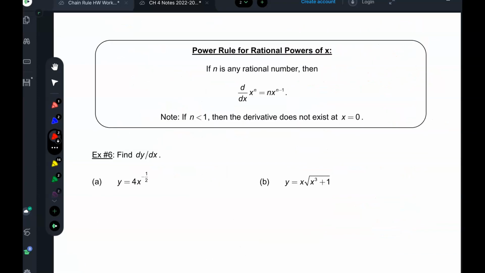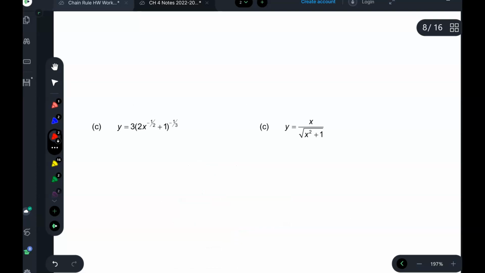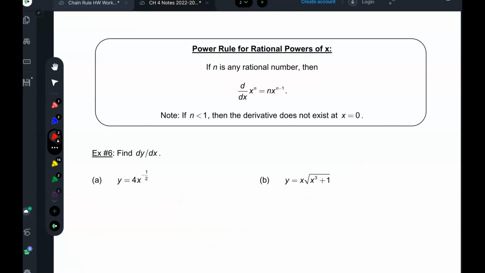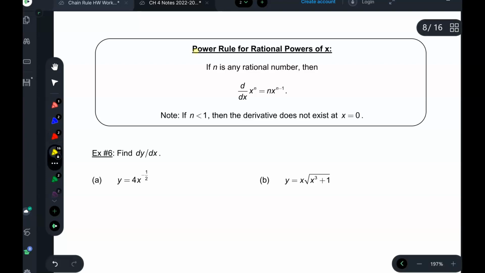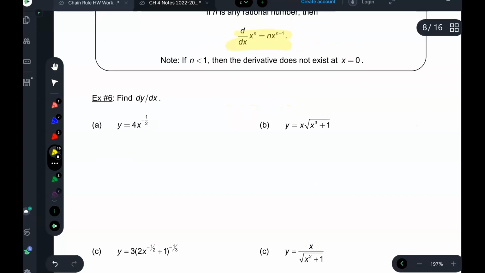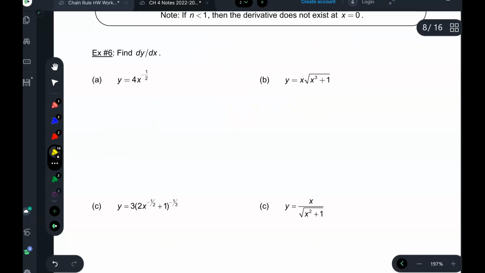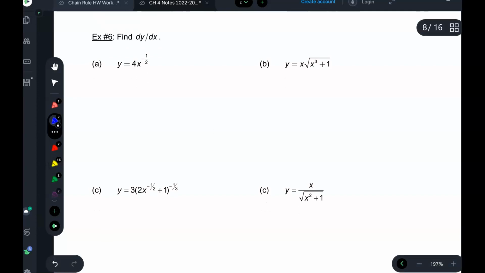Okay. I think this is the last page. This is actually review from the chain rule. We kind of already did these problems, but I already told you that the power rule works for any real number, and we've done this with rational exponents. So this is just more practice with it. This is nothing new. Just a little bit of review from the previous lesson.